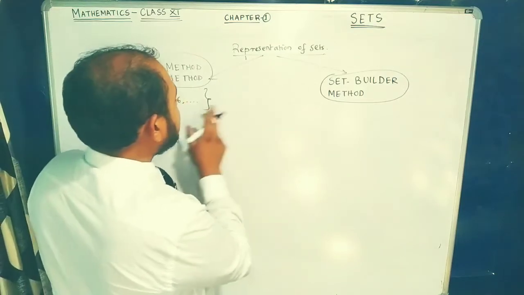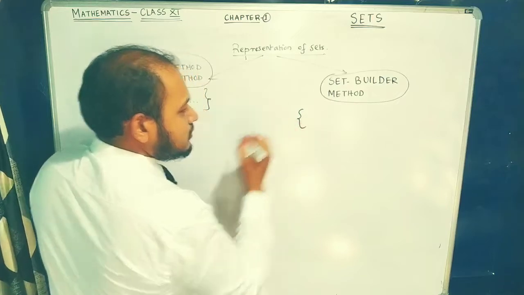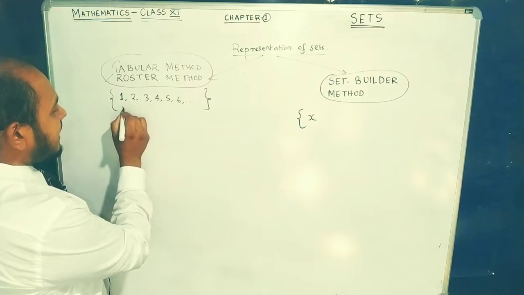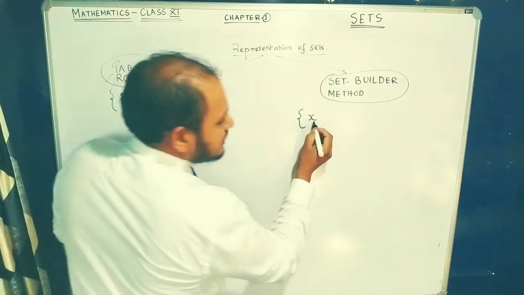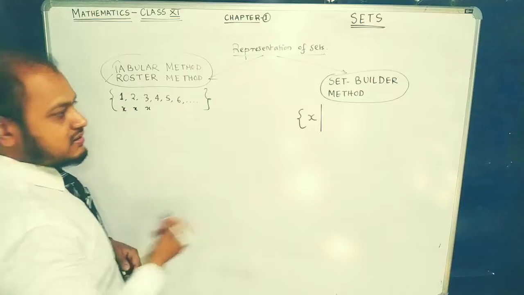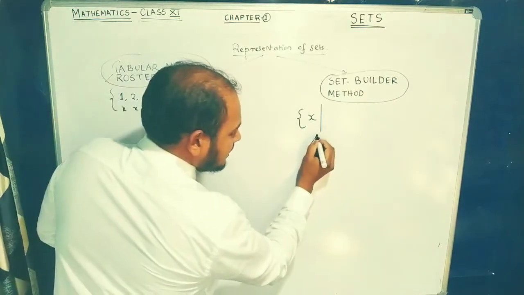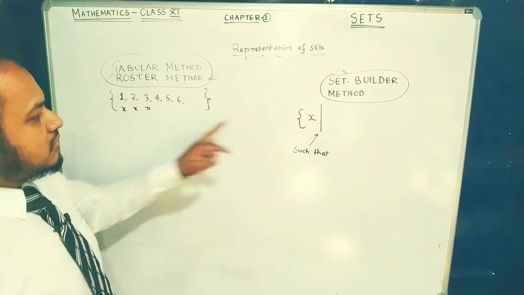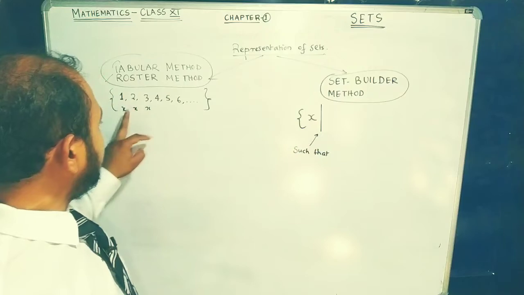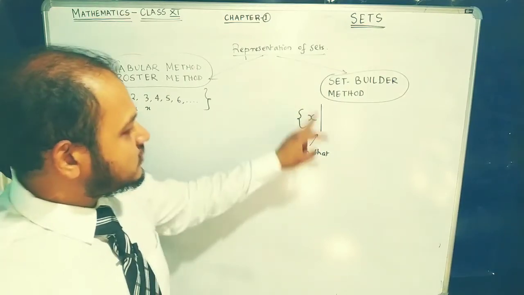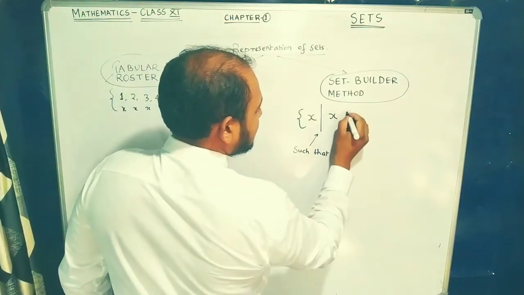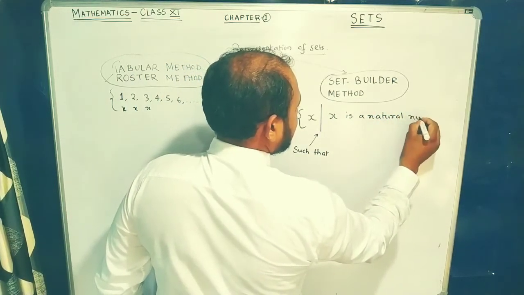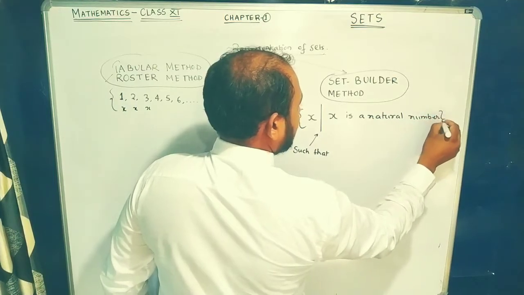So I can write the same set in set builder method as: bracket, each and every element is nothing but x. This is x, this is x, this is x. The set is equal to x, such that, and this symbol is known as such that. The name of this straight line is such that. So this set is equal to x, meaning a collection of all x's, such that x is a natural number.